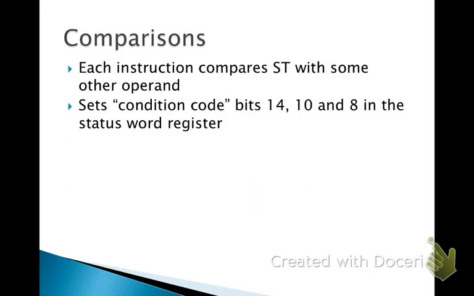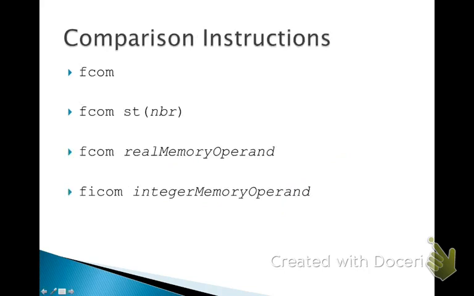Okay, I've got some floating point comparison instructions. Each instruction compares ST with some other operand, and this is going to set the condition code bits in the status word register. These bits are named C3, C2, and C0. Let's see if I can just write this on here real quick. So I'm going to make this a little bit bigger and move it up.